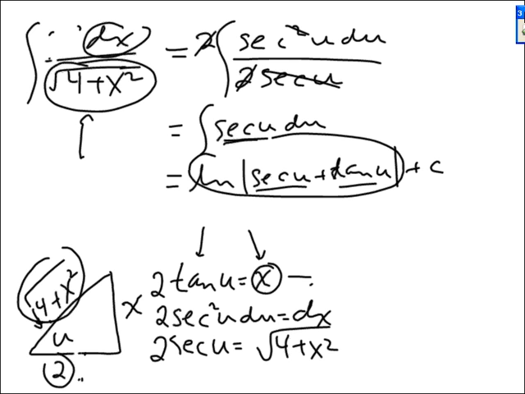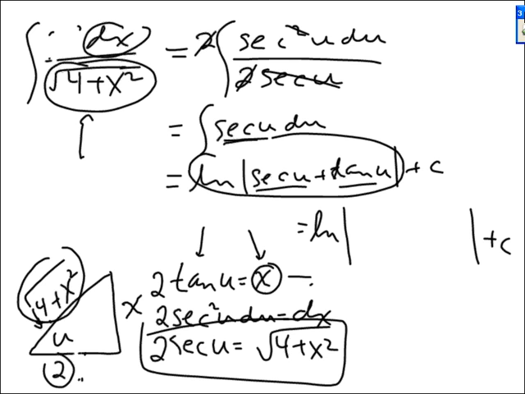Okay, last thing is we need to substitute back. We need to convert back to our x's. The secant of u, well, that happens to be right in front of me. Divide by 2, we get the square root of 4 plus x squared over 2. And the tangent of u is also x over 2. Everything's over 2. This was over 2, and this was over 2. I can put the whole sum over 2. Now, let me erase some.